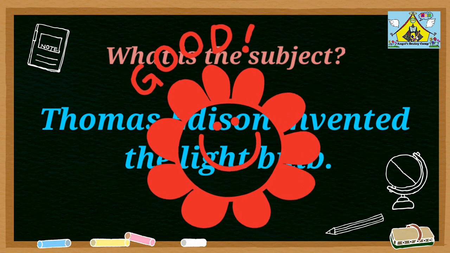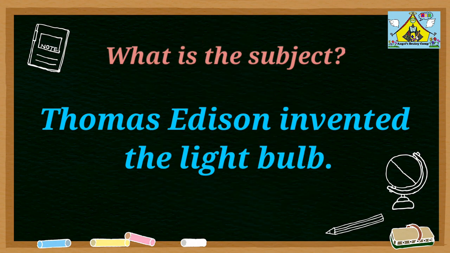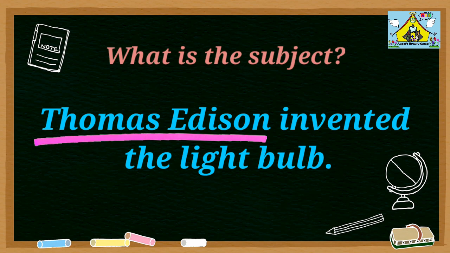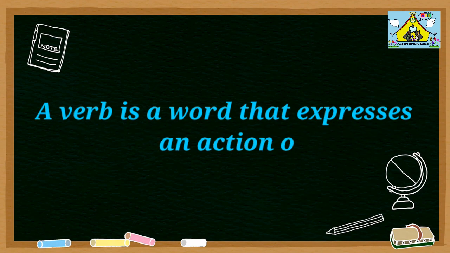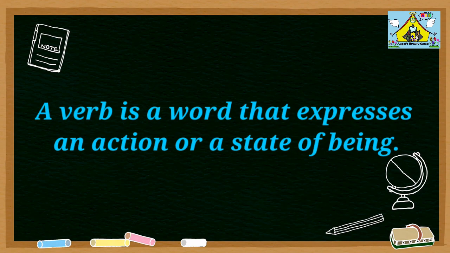Okay, that is correct. The subject in this sentence is Thomas Edison. It answers the question who is being talked about in the sentence. I hope everything is clear about what the subject is. Now let us recall what a verb is. Verb can come in the form of action words. And when we say action words, there are movements, right? Let us have examples. First one.